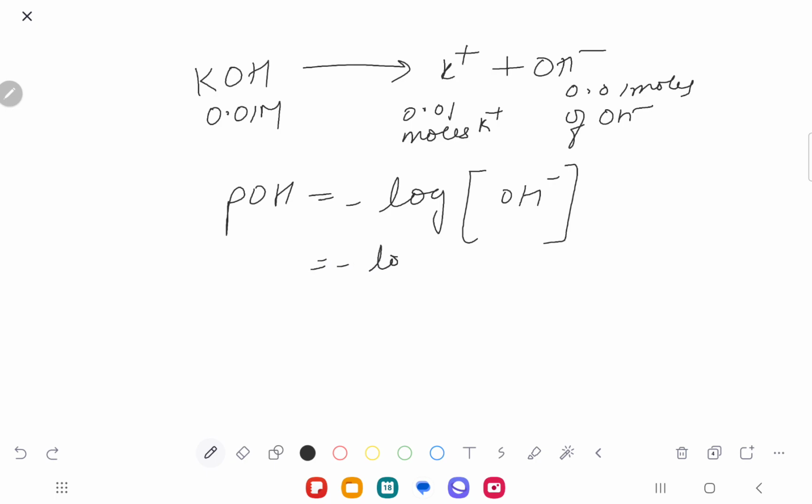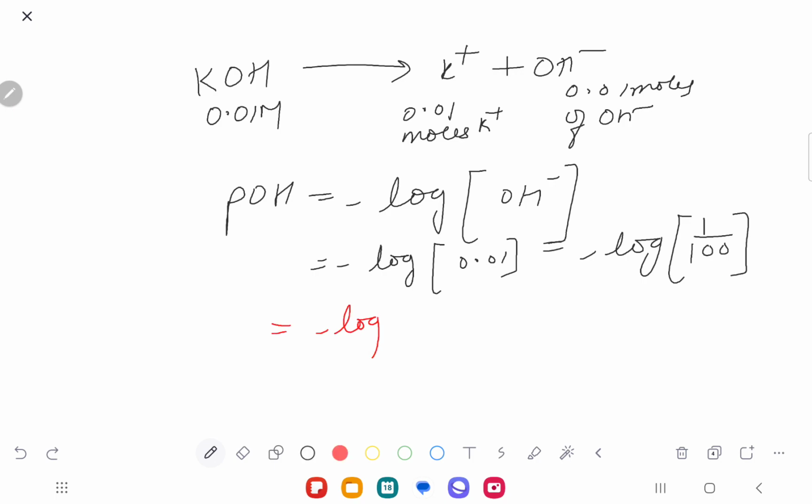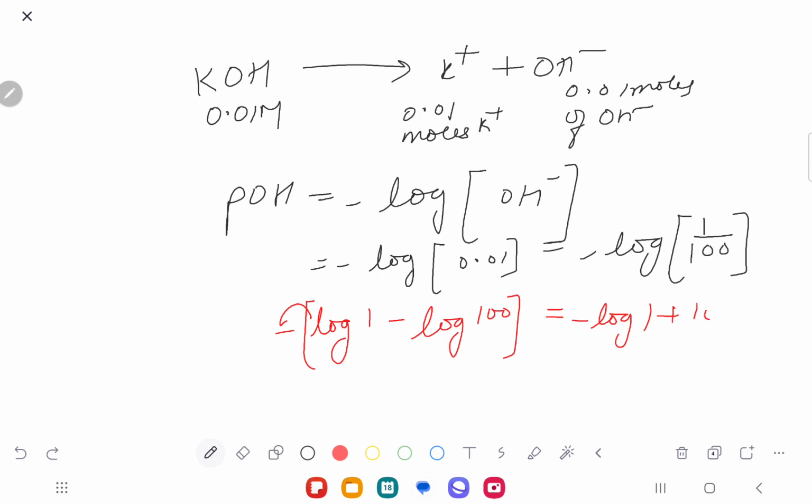So that is going to become minus log of what is OH negative? 0.01, which is going to become minus log of 1 over 100. Are you understanding? Yes. So that is going to become minus log of 1 minus log 100. So when minus goes inside, it becomes minus log 1 plus log 100. Are you understanding? Yeah.